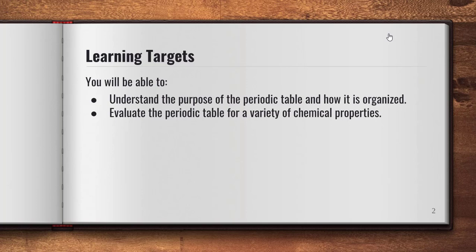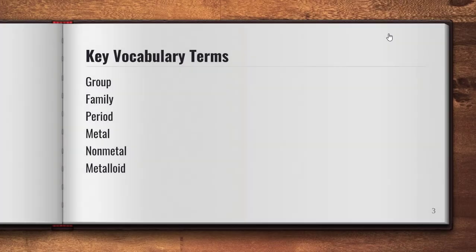Again, we're only going to focus on a select few properties in this video, but as we continue through the school year, you'll find that there are quite a few properties and trends that are present in the periodic table that can be determined based on the element's specific location in the periodic table. So we have a couple new vocabulary terms we're going to look at, mostly group, family, period, metal, nonmetal, and metalloid. We'll talk just a little bit about those as we move forward.